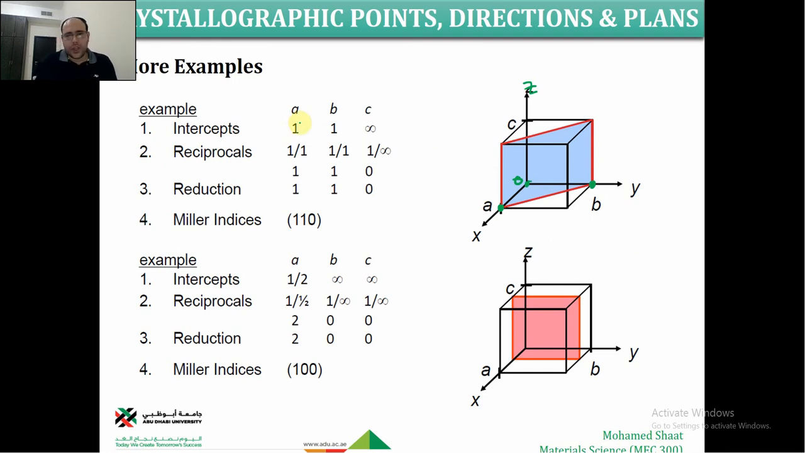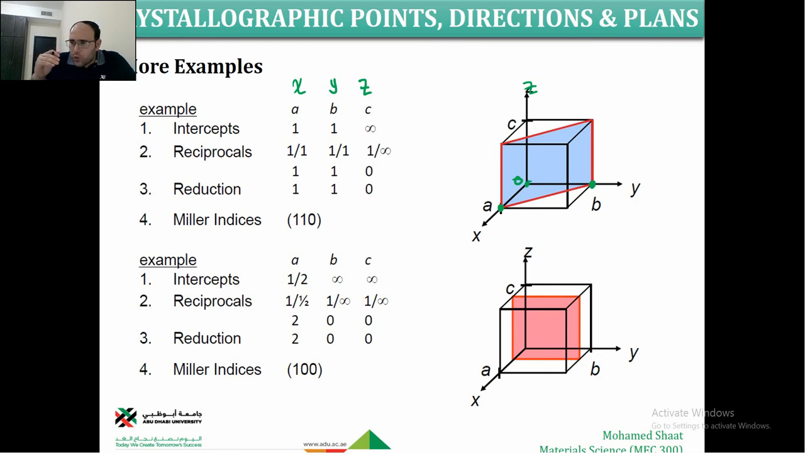What is the intercept? Then your objective is just to write x and y and z to specify the intercepts. So the intercept of the plane with the x-axis, it is positive 1a. Agree? And also the intercept of the plane with the y-axis is positive 1b, because this distance should be 1b. Make sense? So this is for step 1.